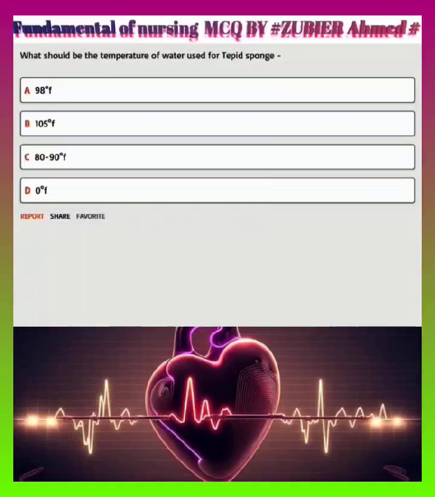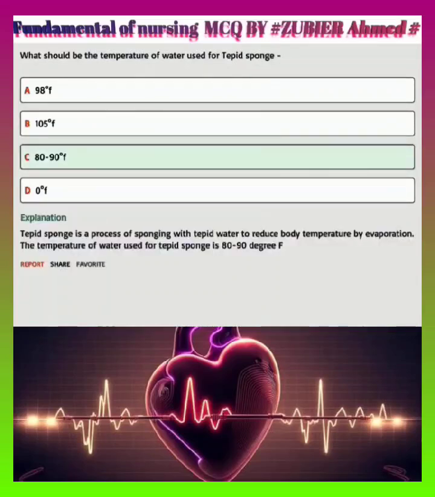What should be the temperature of water used for tepid sponge? A. 98°F. B. 105°F. C. 80 to 90°F. D. 0°F. Correct answer: Tepid sponge is a process of sponging with tepid water to reduce body temperature by evaporation. The temperature of water used for tepid sponge is 80 to 90 degrees F.